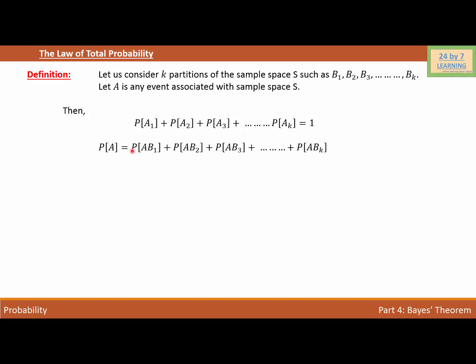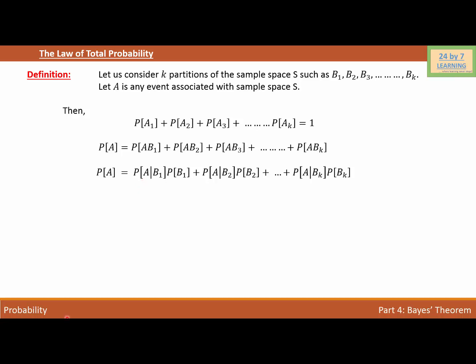I can write P(A) is equal to probability of A intersection B1 plus probability of A intersection B2 plus probability of A intersection B3 all the way to probability of A intersection Bk. And if I further simplify this, I will write probability of A is equal to conditional probability of event A given event B1 times probability of B1, plus conditional probability of event A given event B2 times probability of B2, plus and so on, all the way to conditional probability of A given Bk times probability of Bk. And this is my general form of the law of total probability.